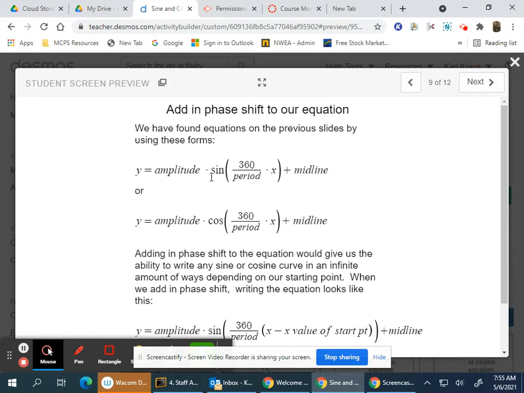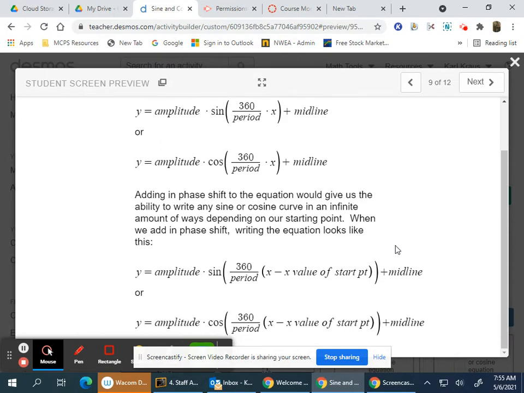So if we add in phase shift, we found equations on the previous slide by using this form of the equation. Adding in phase shift to the equation would give us the ability to write any sine or cosine curve in an infinite amount of ways, depending on our starting point. When we add in the phase shift, writing the equation looks like this. The only difference here is in the parentheses, you're going to have x minus the x value of the starting point.